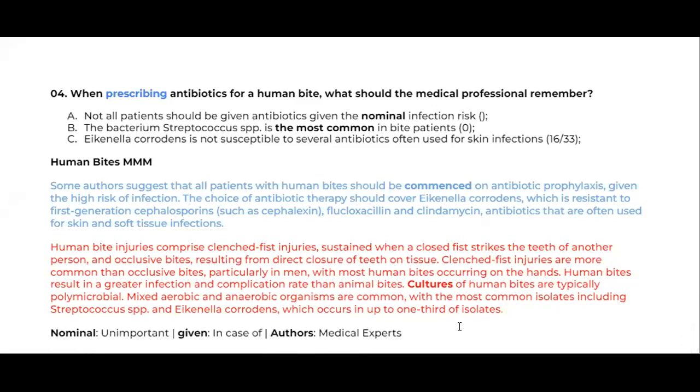That is the reason we are going to eliminate this one completely. The most common isolates including, that means there are even more than these two. So that is the reason nobody supported the B. Okay, I think that is clear to all of you.